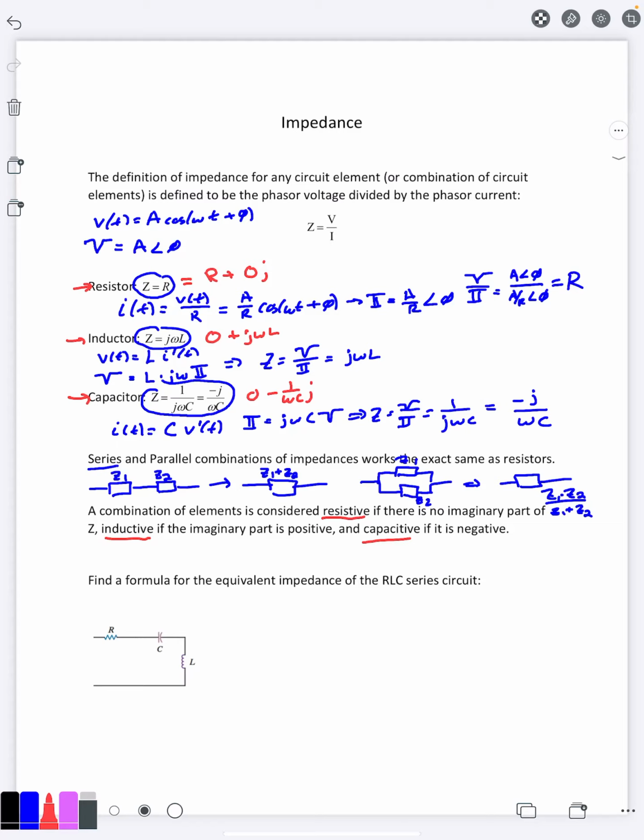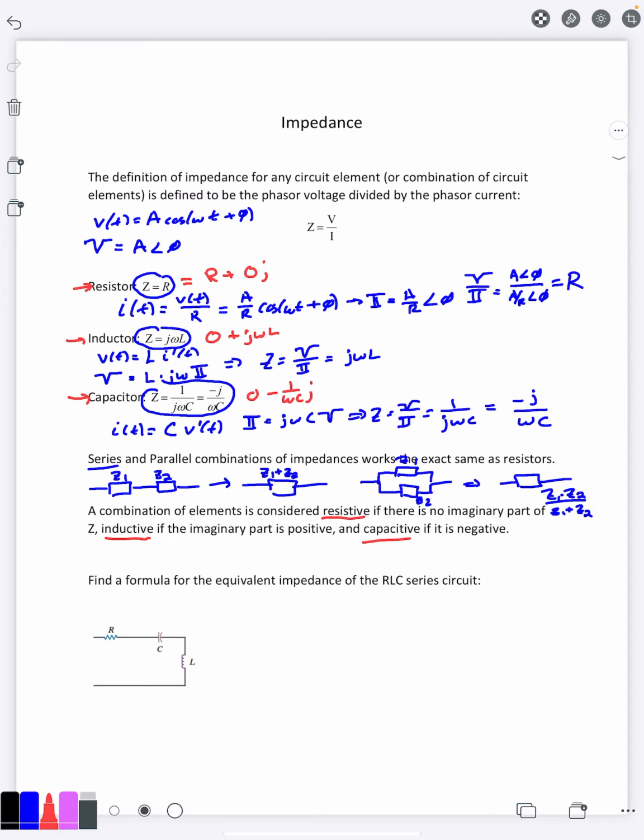So if you have a resistor, a capacitor, and an inductor, but the capacitor is essentially having more effect on the circuit, you're going to end up having a negative overall imaginary part on your impedance, and that circuit would be capacitive. Even though there's an inductor there, it's just not as strong in some sense as the capacitor for the given frequency.